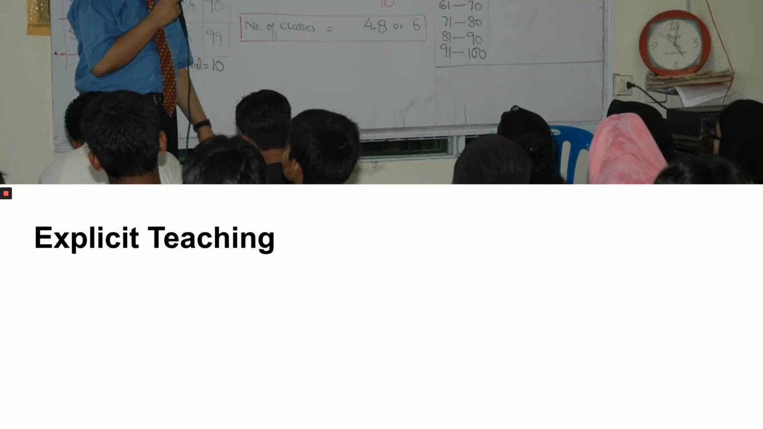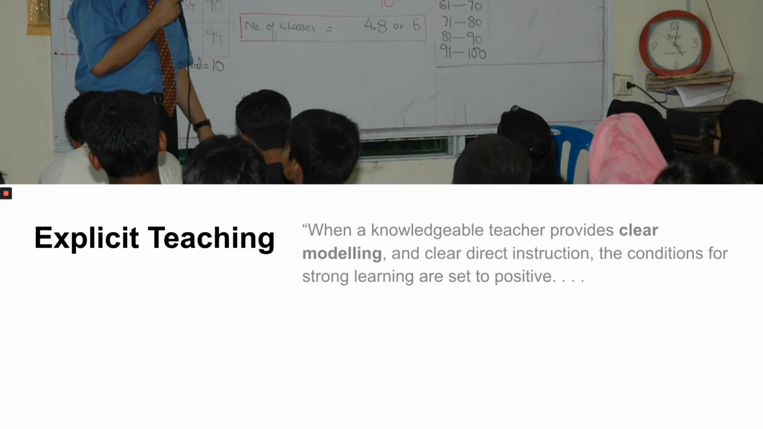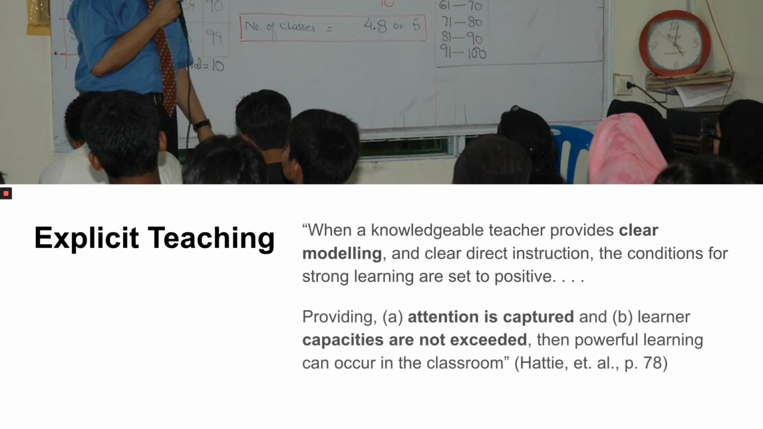There is nothing wrong with explicit teaching, and direct instruction can have powerful effects. When a knowledgeable teacher provides clear modeling and clear direct instruction, the conditions for strong learning are set to positive. As long as attention is captured and learner capacities are not exceeded, then powerful learning can occur in the classroom. And that's John Hattie, a very well-known researcher on strong effects in teaching.